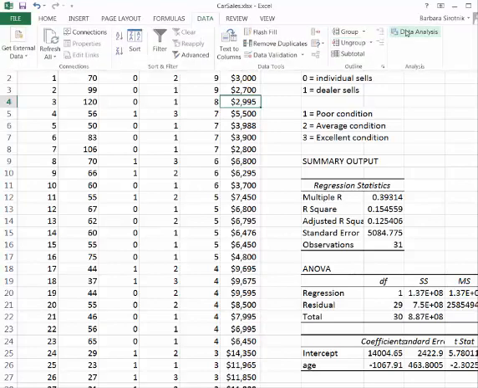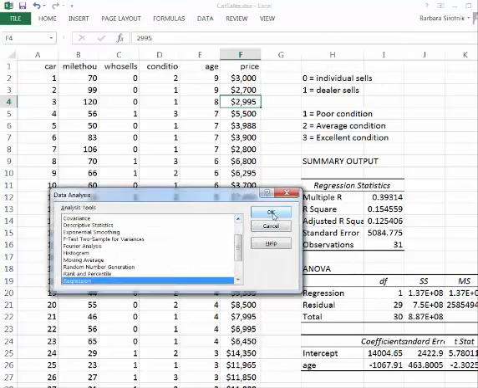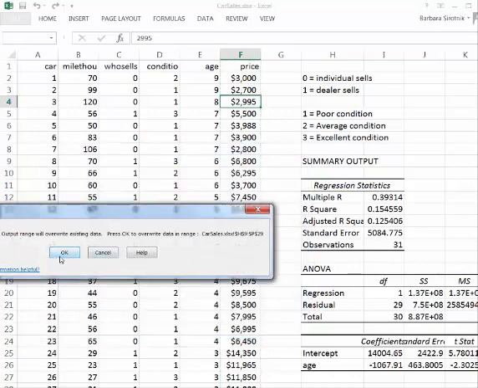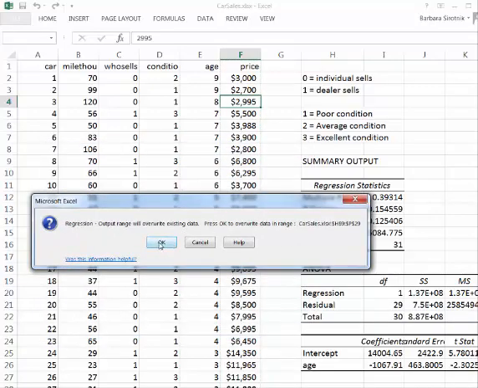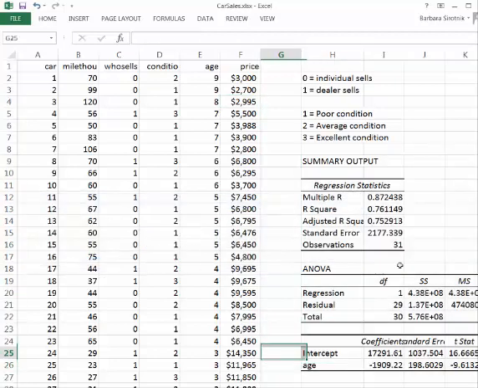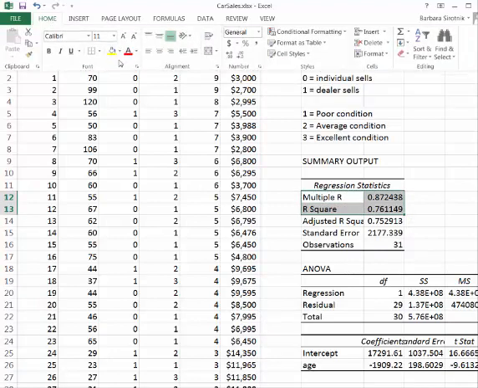And now let me run my regression one more time and see if it makes any difference at all. I am going to overwrite my existing data because I don't need the other one. That looks much, much better. Now please notice that my correlation is 0.87 and my R squared is 0.76, 76% predictive power.